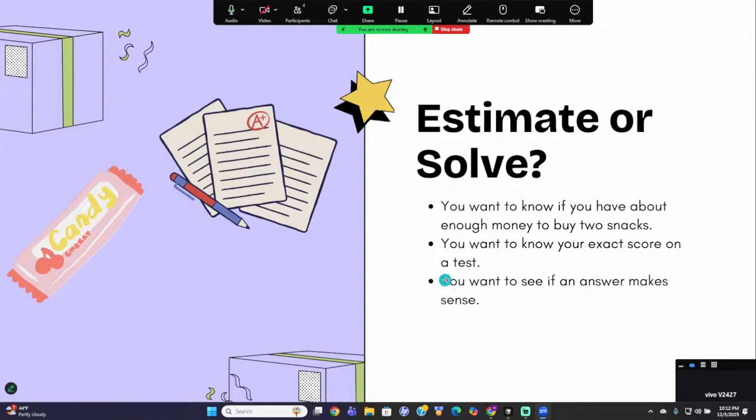And last question, you want to see if an answer makes sense. And the correct answer for this one is estimating. Like in the beginning, we said you should estimate if you want to see if an answer makes sense, because estimating always gives you an answer that's close to the exact answer. So if you want to save time, you just want to see if it makes sense, always estimate.